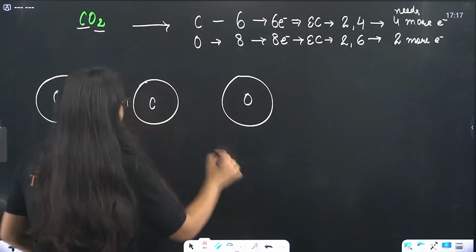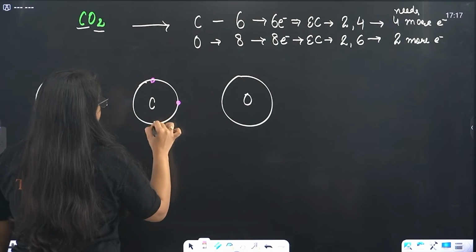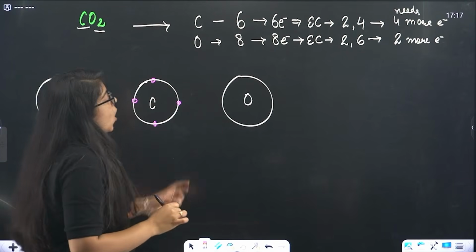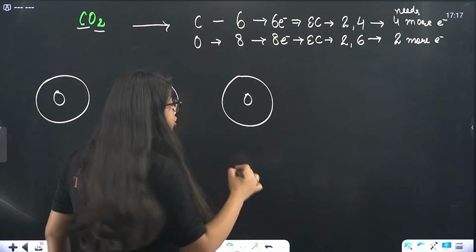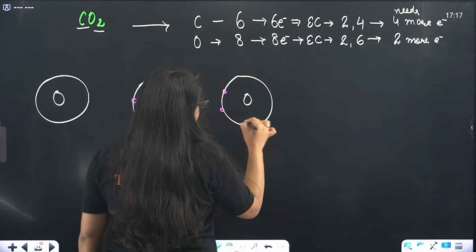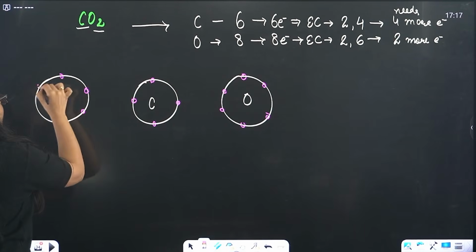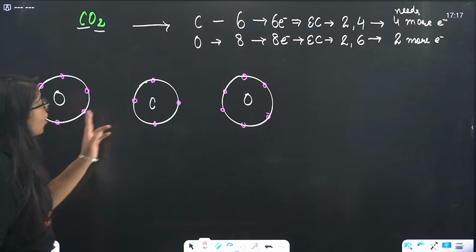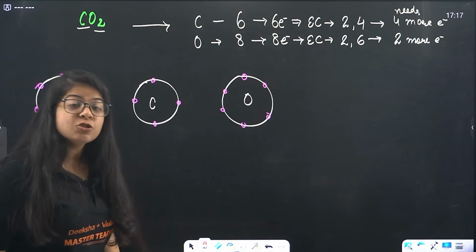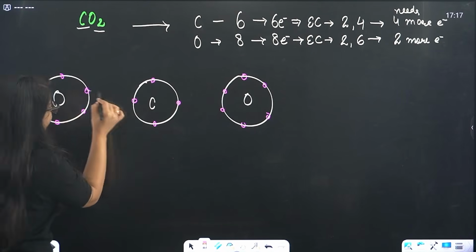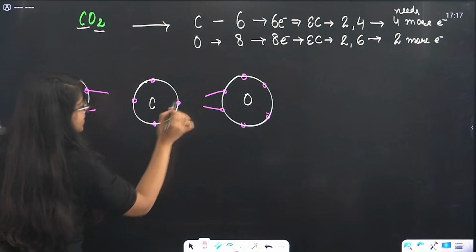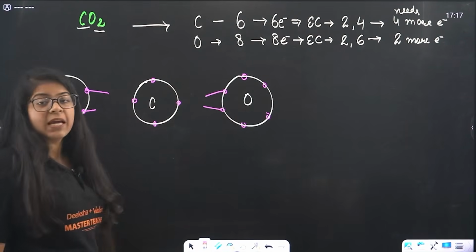Carbon has how many valence electrons? 4 valence electrons. So 1, 2, 3, 4. Then oxygen has how many valence electrons? 6 valence electrons. 1, 2, 3, 4, 5, 6. Now how many more does carbon need? Carbon needs 4. So it takes 2 from this oxygen and 2 from this oxygen.